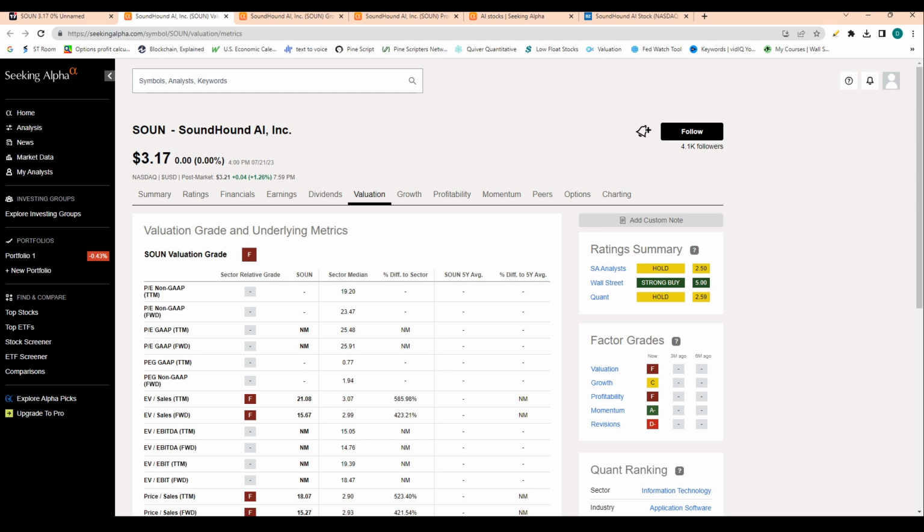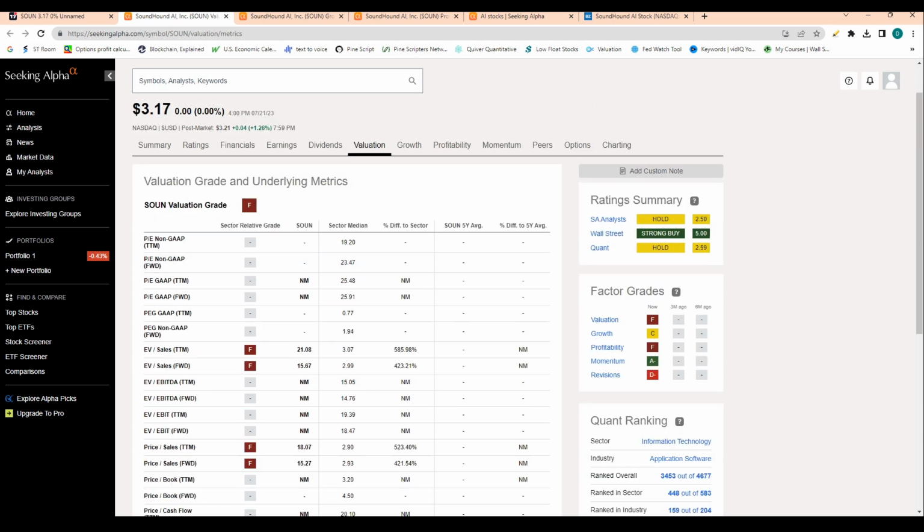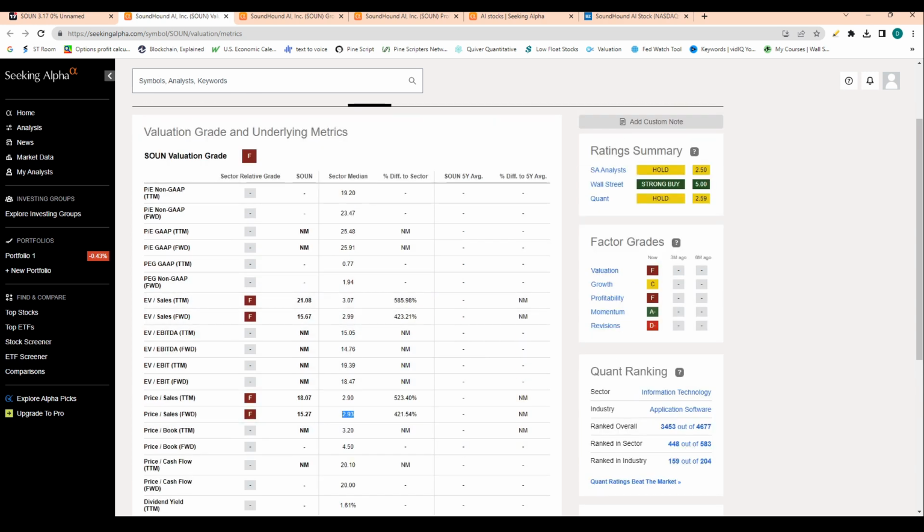Let's take a look at the company's financials. So obviously the company doesn't make any money right now, so there's not much I can glean from this valuation screen here. But we do see a price to sales ratio of 15 times, and that is well above the sector median of 2.9.